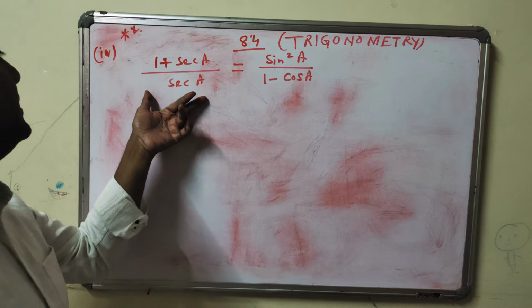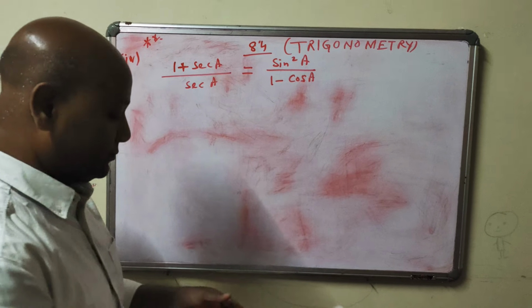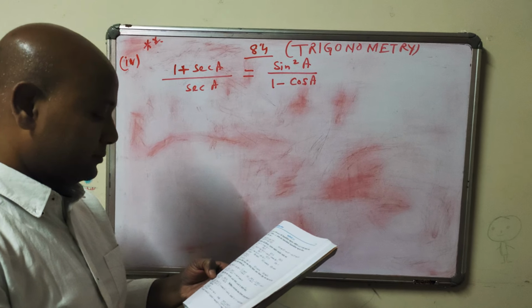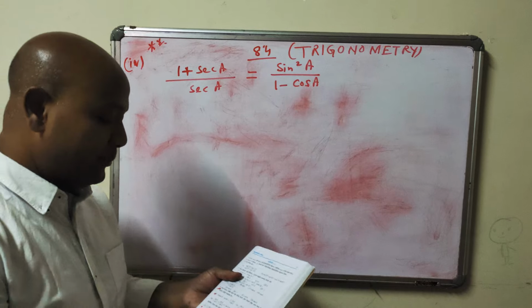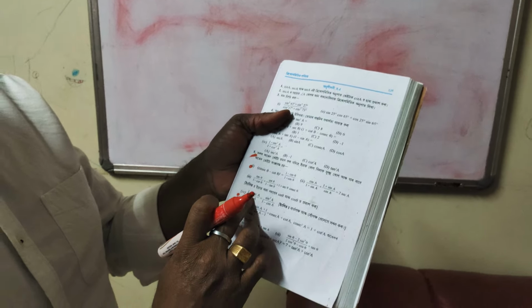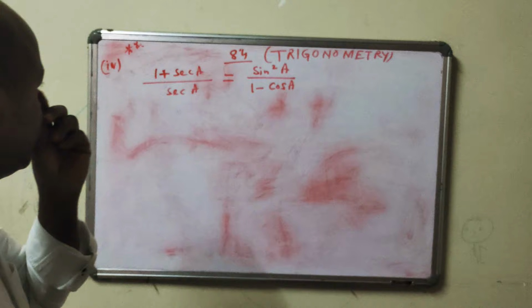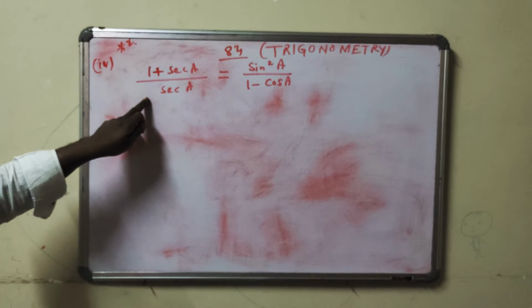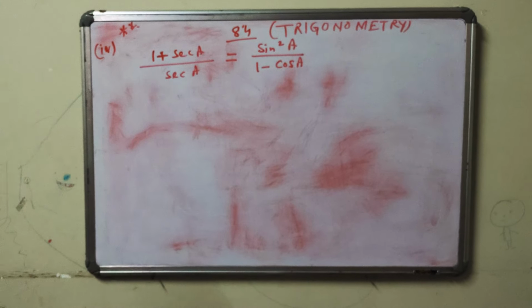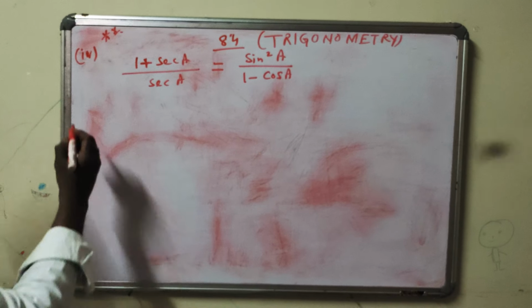1 plus sec A by sec A equals sin square A by 1 minus cos A. Here in the book, the hint is given like this: solve left hand side and right hand side. But I am going to solve it in an easier way. Which part do you have to take? Here both are in the same sort, p by q, p by q. So which side are you going to take?